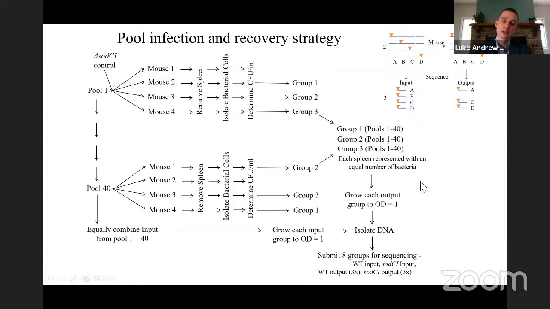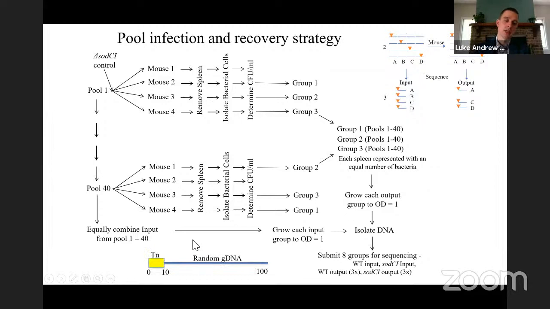Unfortunately, there were not enough cells to isolate sufficient DNA to make a quality sequencing library. So we actually took these groups and grew them in the lab for several generations to reach an OD of 1, and at that point isolated DNA. I did the same thing for the input pools, again equally combining all the pools together. And for consistency, we diluted this population, grew it under the same conditions as the output, and then isolated DNA. So in total, we submitted 8 groups for sequencing, both the individual input groups and then 3 output groups in each background.